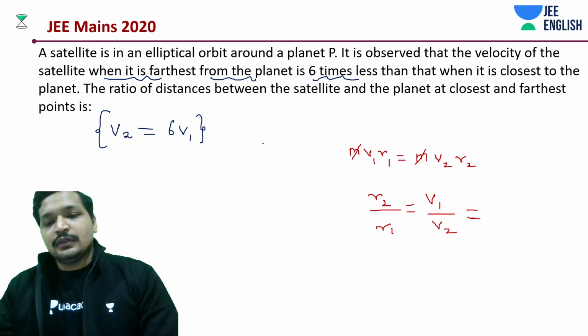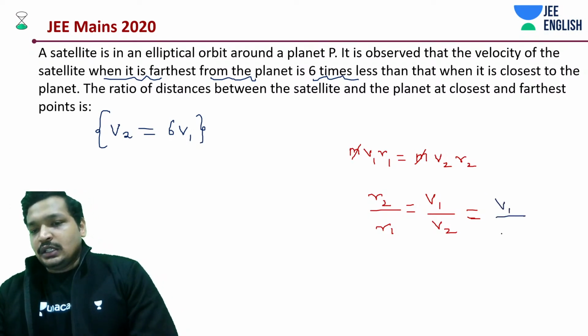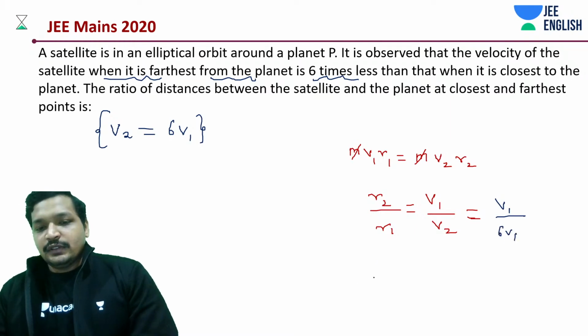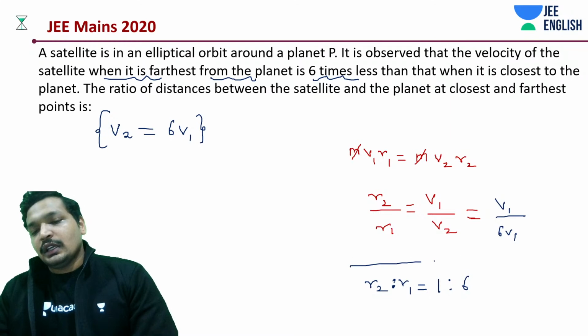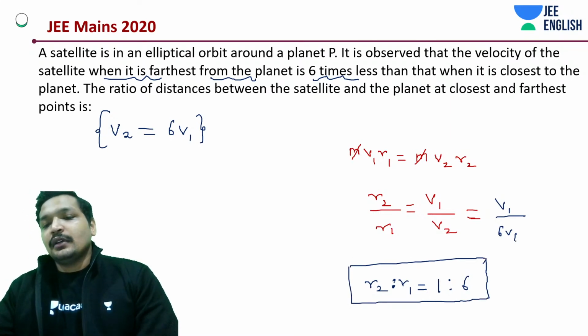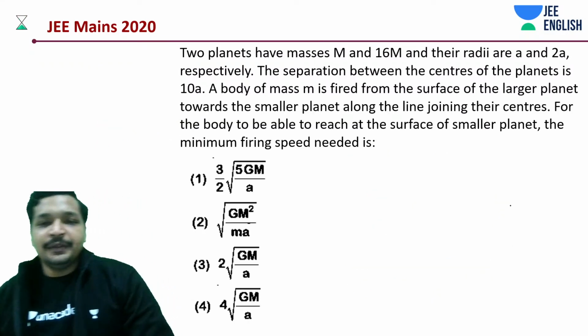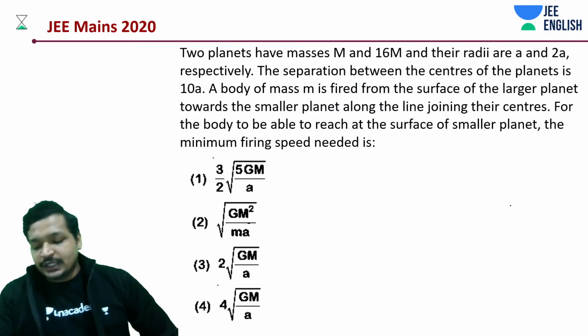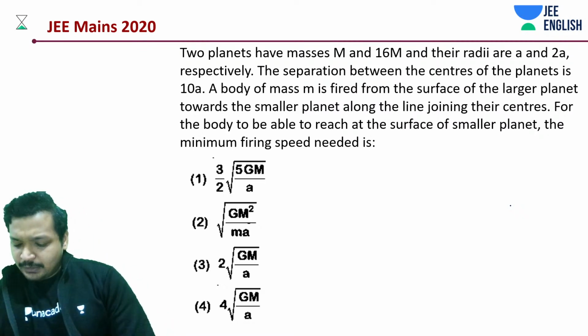Okay. So that's it. That's all we need to know. It's a very simple problem. R2 is to R1 is going to be how much? 1 is to... Very simple question as such. Very easy question, huh? Kepler's law-based question. Let's get into the next question then. We have one more question coming up.